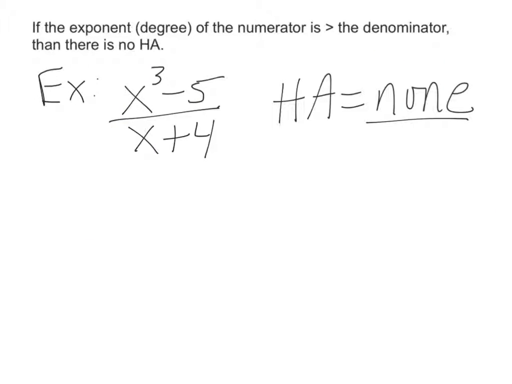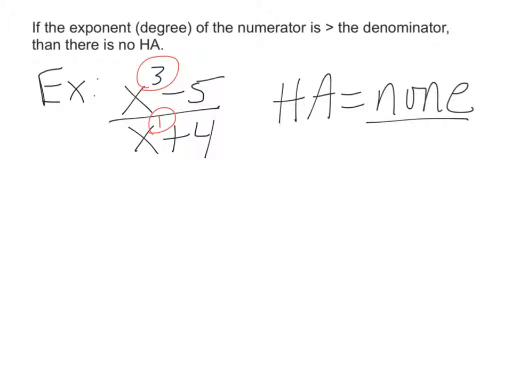On our next one, if the degree of the numerator is greater than the denominator degree, then there is no horizontal asymptote. So you can see here we have a 3 and there's a 1 there. Since the 3 is larger than the 1, the horizontal asymptote is none. So you just write none. There is none at all.